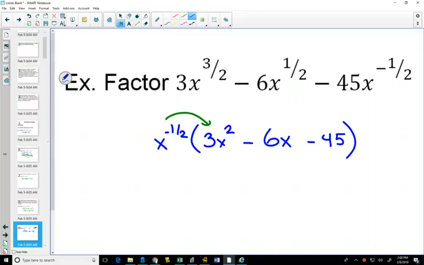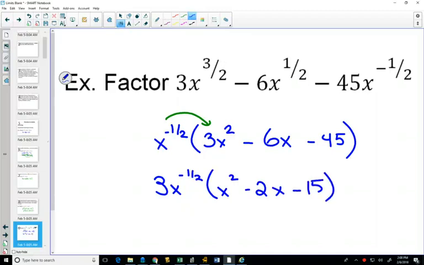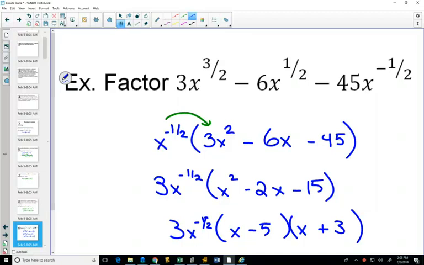Now you might also notice, and some of you did this already, that there was a 3 in common. So that 3 could have been factored out right away at the beginning as well. Which leaves us x minus 5, x plus 3. Now that's something new with factoring.